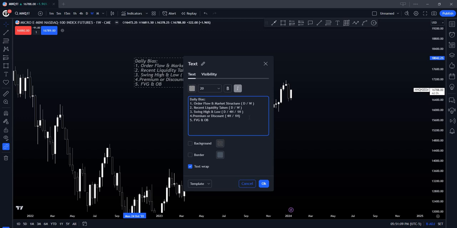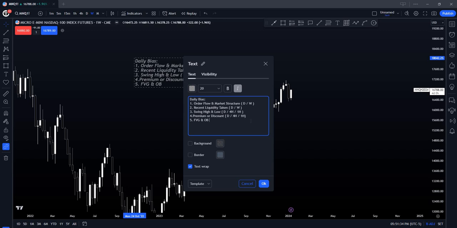Now, obviously, you can use these on the daily, but if you're trying to find those lower time frame setups, you're obviously going to want to do it on the 4-hour or the 1-hour. But for daily bias, we're going to be focusing on the 4-hour. We can do the daily as well.